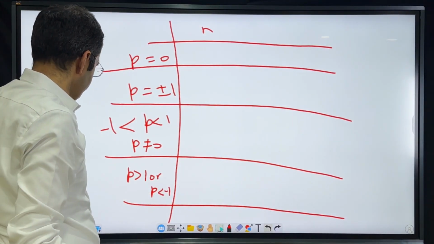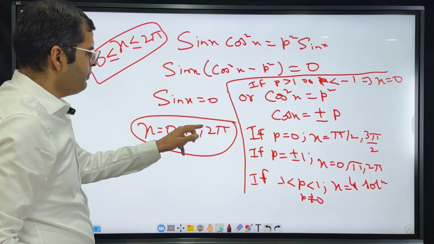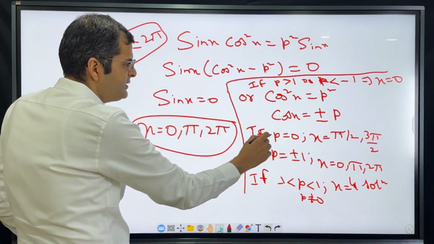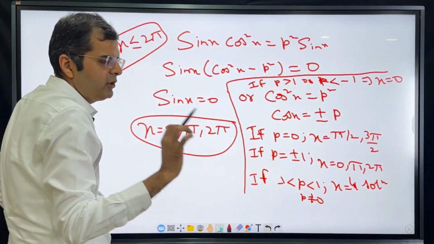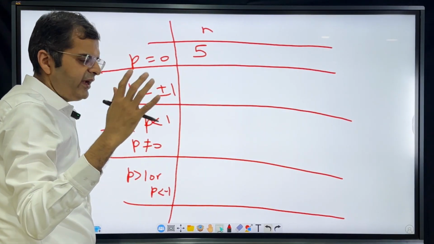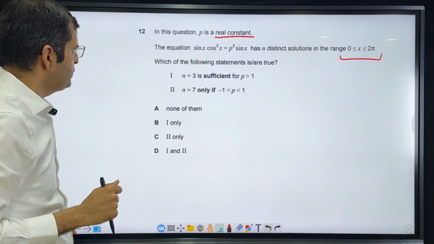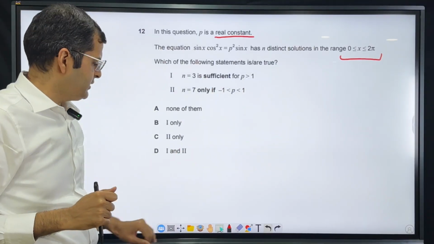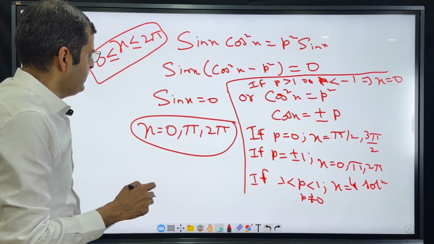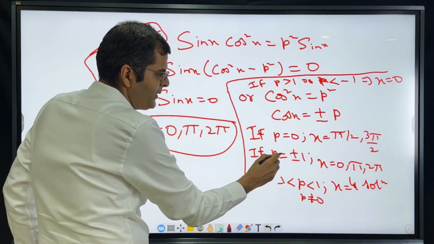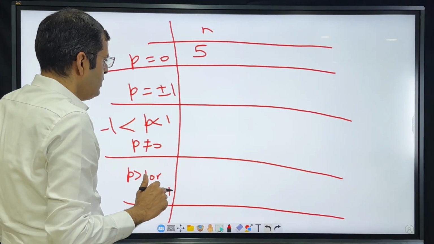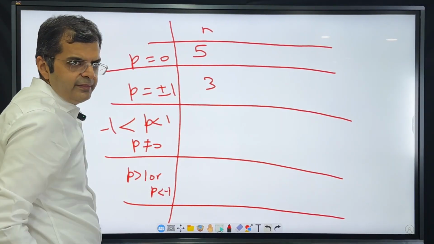Now in the first case, first of all, definitely I will be getting 0, pi and 2 pi as 3 solutions from sin x equal to 0. When P is 0, I get 2 further solutions, pi by 2 and 3 pi by 2. So if P is 0, N is equal to 5. I get 5 solutions in all. N is the number of distinct solutions in that range. Now if P is equal to plus or minus 1, I get here 0, pi and 2 pi again, the same ones being repeated. So I get N as 3.